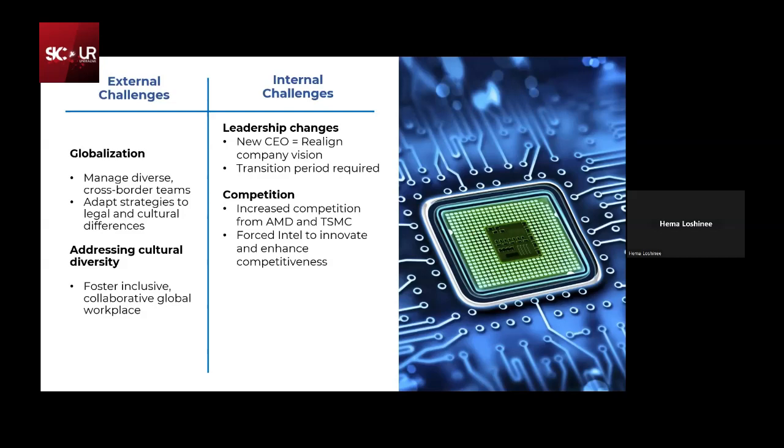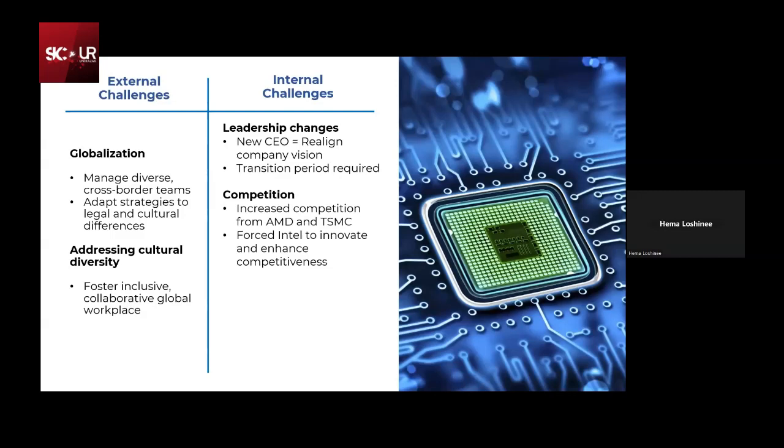For internal challenge, leadership changes. A change in leadership, like appointing a new CEO, often requires aligning the company's vision and direction. This transition may take some time as the new leader evaluates the organization and establishes a clear strategy for future success. Next is competition. In order to stay competitive, Intel had to come up with new products and improve the ones it already had. This was because big players like AMD in the CPU market and Taiwan Semiconductor Manufacturing Company, TSMC, in semiconductor manufacturing were becoming stronger. Intel had to rethink its strategies, put more money into research and development, and improve its manufacturing processes in order to keep making cutting-edge goods and stay on top of the market in a world that was changing quickly and becoming more competitive. So I will pass to the next presenter.